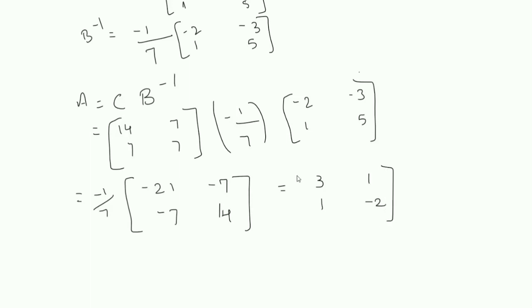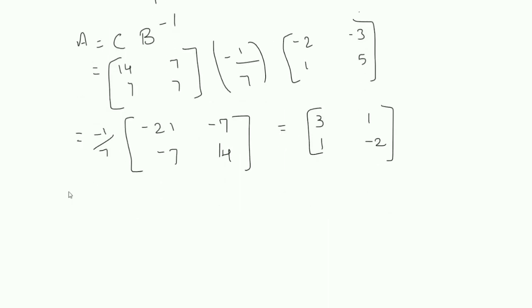That's the question: find the matrix A. So we have found the matrix A. A is equal to C into B inverse, that is equal to [3, 1; 1, minus 2].